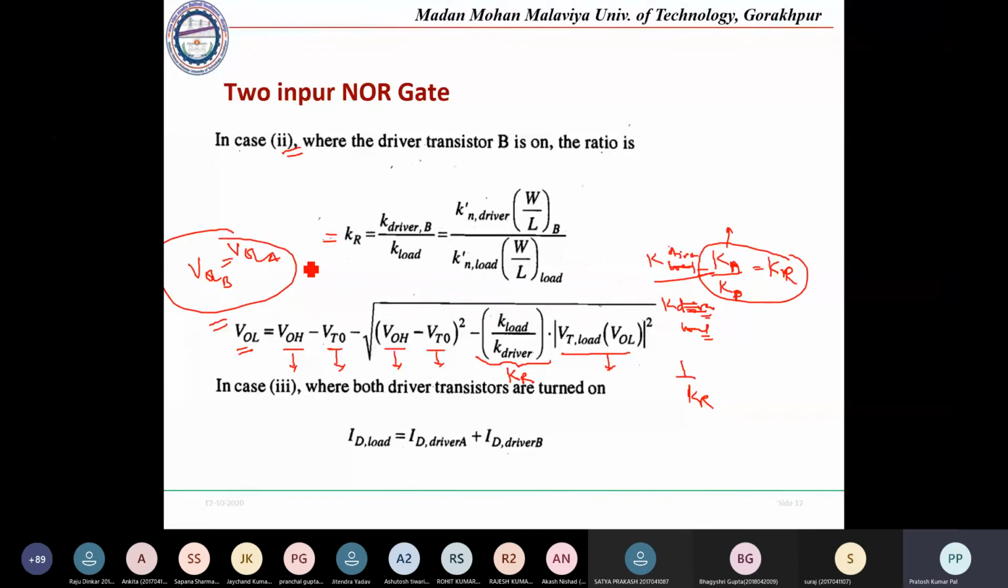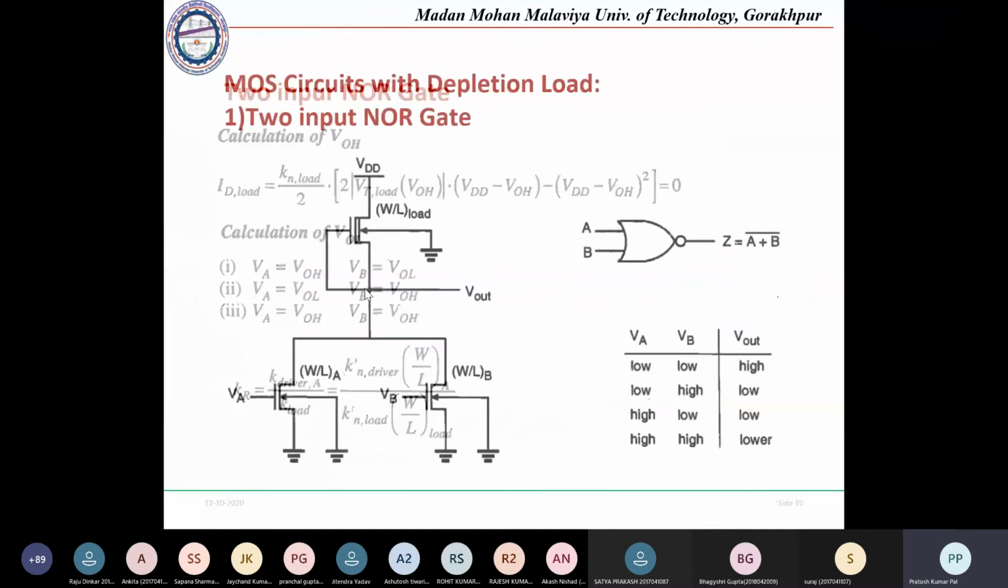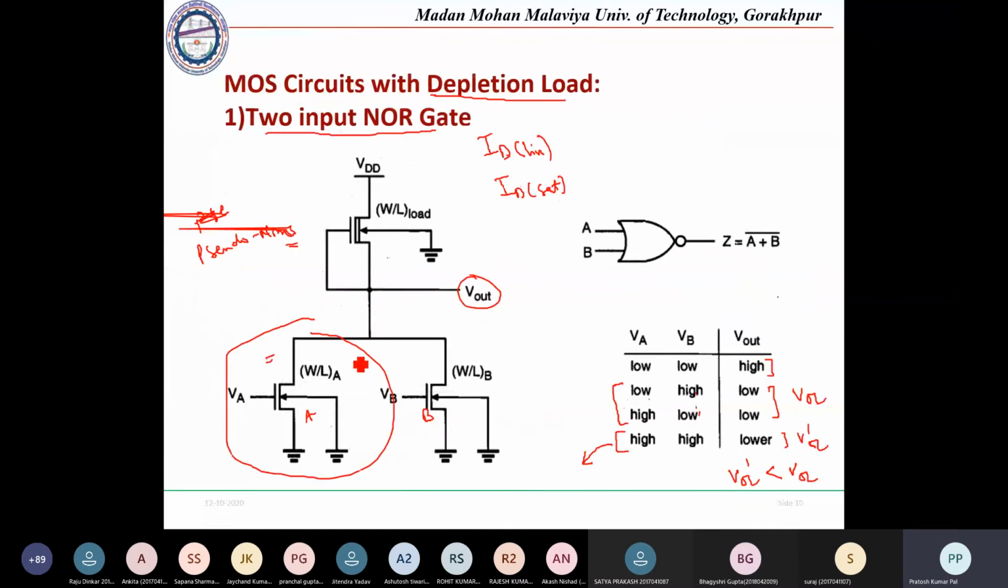But in case of the third case, if both the transistors are turned on, what will be happening is that the current will be flowing through this transistor also, and the current will be flowing through this transistor also. So whatever current flows through this load transistor will be equal to the current through transistor A plus the current through transistor B.